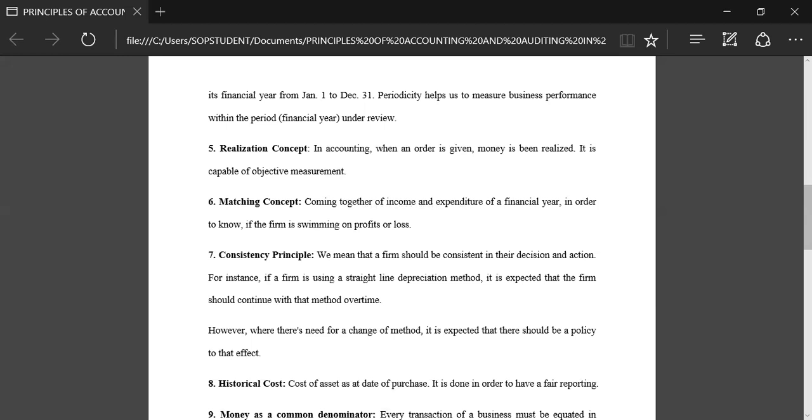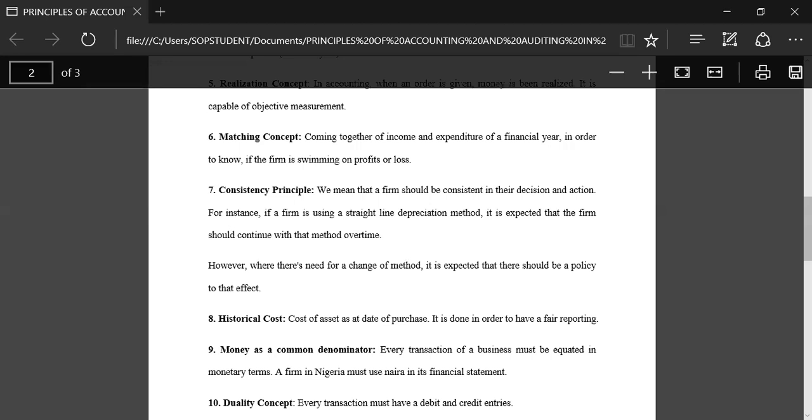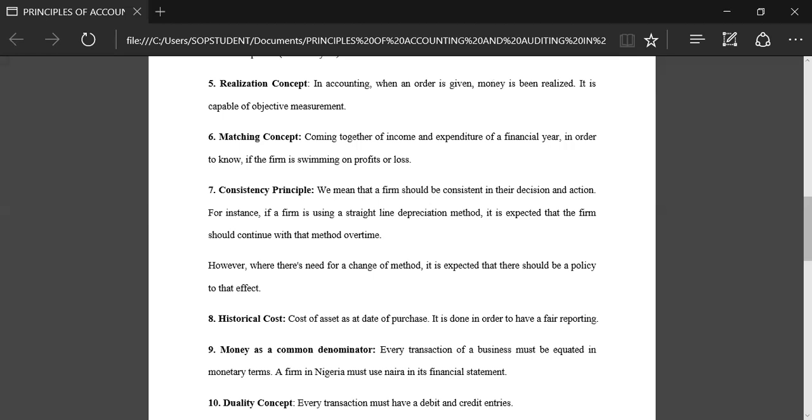We have the matching concept. The matching concept aligns the income and expense within the same financial period to ascertain the profit or the loss. You have the consistency principle. The consistency principle states that businesses must be consistent in their decisions and actions. For example, if they decide to use the straight line depreciation method, it is expected that they continue with that method over time.